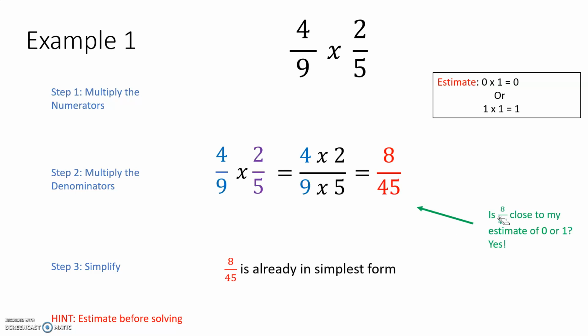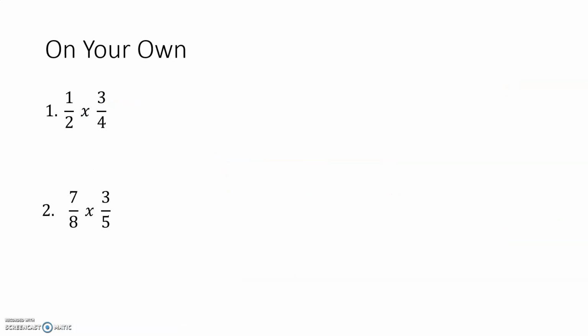All right. And looking at my estimate, it is kind of hard to estimate fractions, but I rounded 4/9 to 0 because it's less than half. I rounded 2/5 to 0 as well, and so 0 times 0 is 0, or I could round both up to 1, and 1 times 1 equals 1. Whatever my answer is, it's going to be between 0 and 1. So is 8/45 between 0 and 1? Yes, it's actually closer to 0 than 1, but it is kind of hard to estimate fractions. Mixed numbers is actually a lot easier.